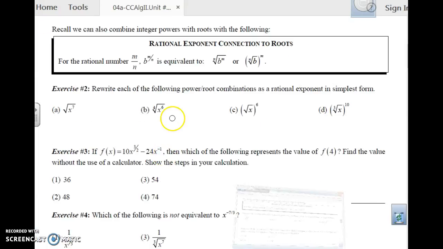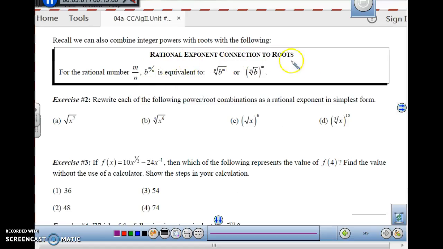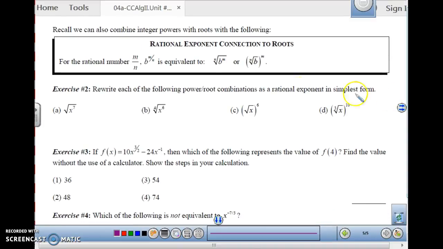All right, so now let's look at some more rational exponent connections to roots. Now, we know that for the rational number m over n, b to the m over n is equivalent to power over root. And we learned the other day that it doesn't matter if we do the power first and then the root, or the root first and then the power. It doesn't matter. All right, so rewrite each of the following power root combinations as a rational exponent in simplest form.